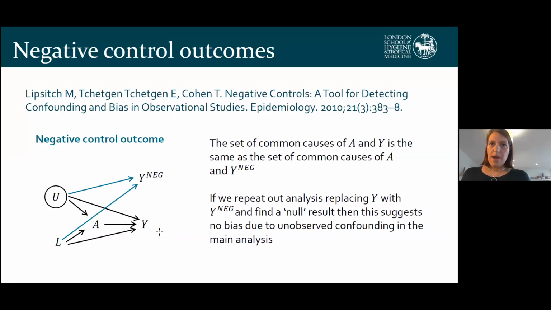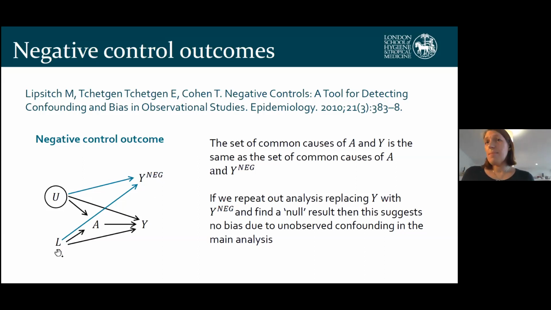So if we think about just in this scenario, trying to estimate the effect of A on Y, we would adjust for L, those are measured confounders, but we can't adjust for the U, those are unmeasured. So we think that that estimated effect of A on Y may be biased due to unmeasured confounding or uncontrolled confounding. Now suppose that we estimated the effect of A on this negative control outcome.